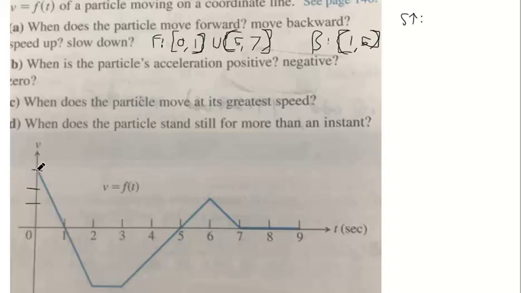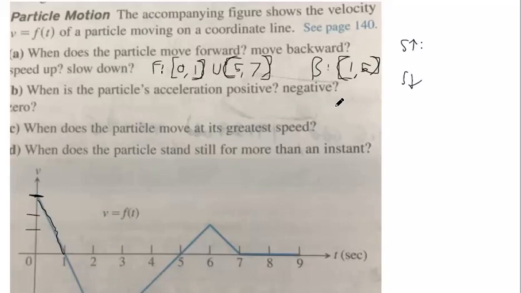So let's think about a car example here. Remember, this would be like miles per hour on the y-axis because it's velocity. Maybe this is 30 miles per hour. It went down to 20 miles per hour. Went down to 10 miles per hour. This thing is slowing down here. So speed down, slowing down. Is that one of the questions? Yeah, it's slowing down between 0 and 1.